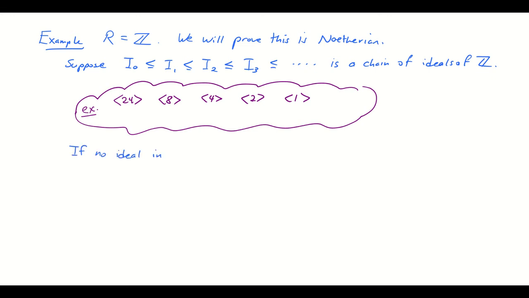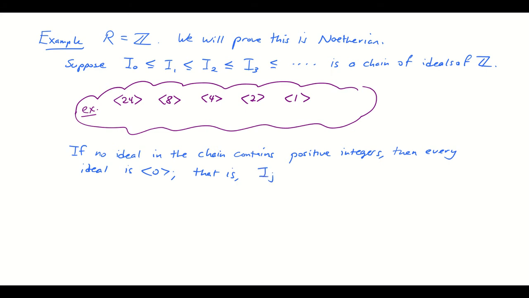If no ideal in the chain contains positive integers, then every ideal has to be 0. That is, I sub j is equal to the trivial ideal for all j in the natural numbers.